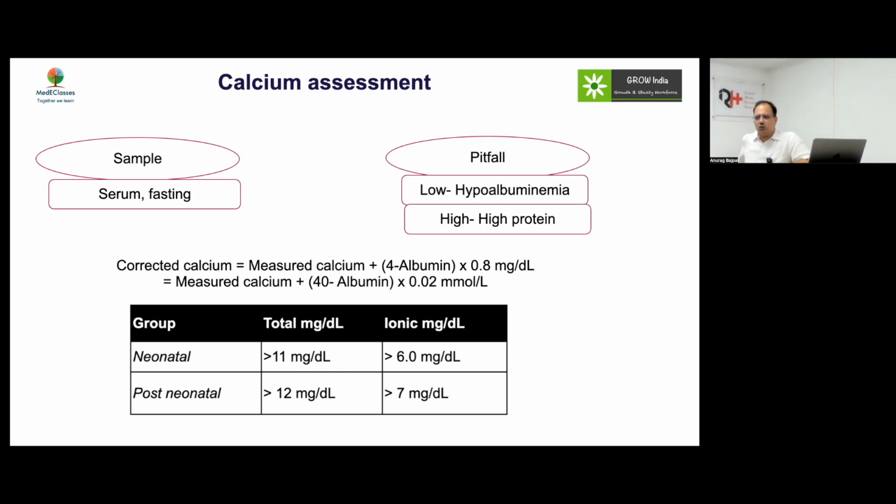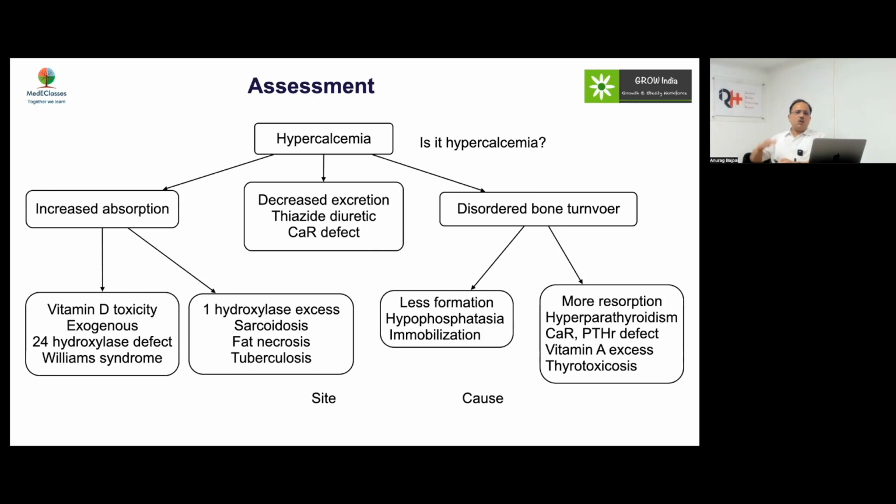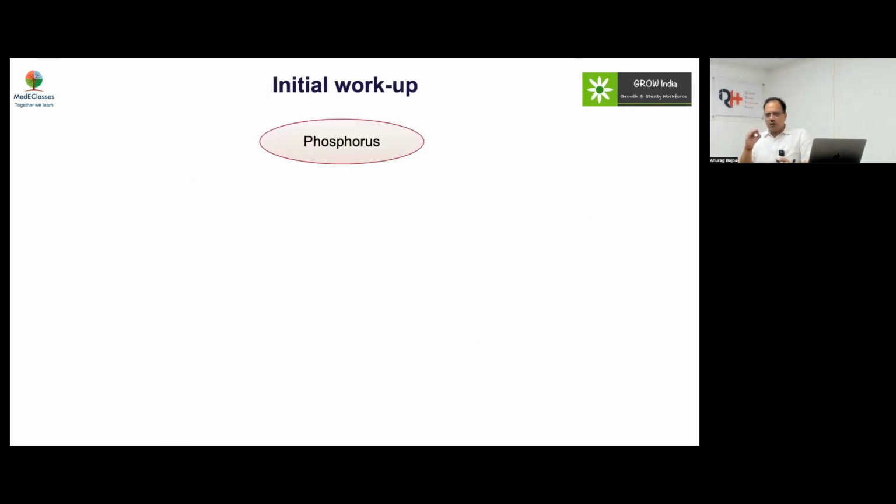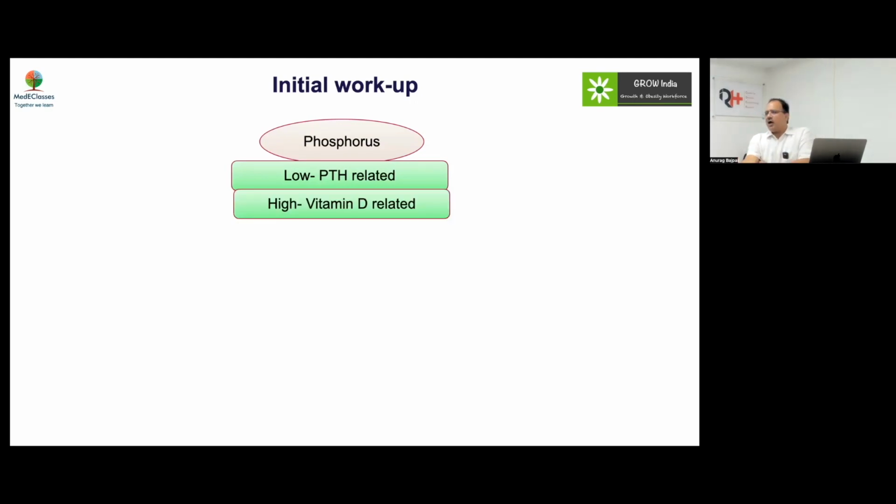Neonates tend to have a lower cutoff. Post-neonatal period, you get a cutoff of around 12 milligram per dL, typically when you start getting worried. Now, once you have documented hypercalcemia, the next issue is the site. And the most important investigation in anybody with calcium disorders, be it rickets, hypocalcemia, or hypercalcemia, is phosphorus. In the setting of hypercalcemia, if the phosphorus level is low, you are dealing with a PTH related cause, which is increasing calcium and decreasing phosphorus. And if it's high, it's a vitamin D related cause.